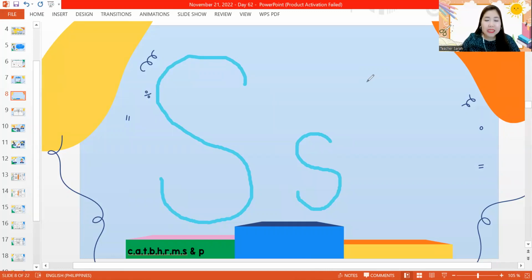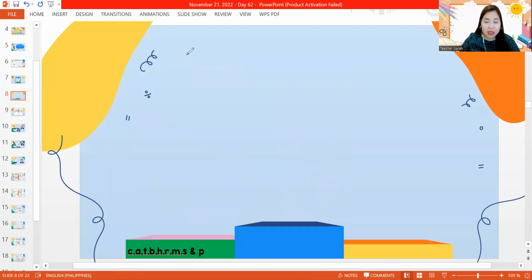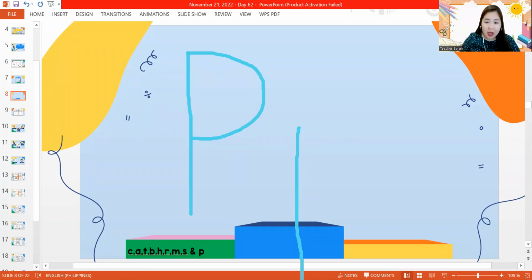Now, for our last letter for today, we make letter P. Straight line down, go back up to the top, and we make a curve to the middle. Then for lowercase letter P, we make a straight line down, we go back up, and we make a curve.